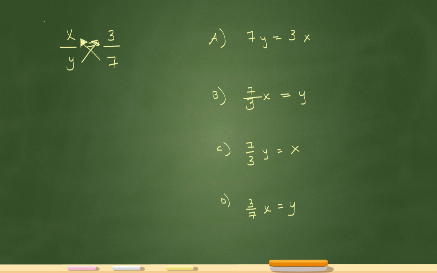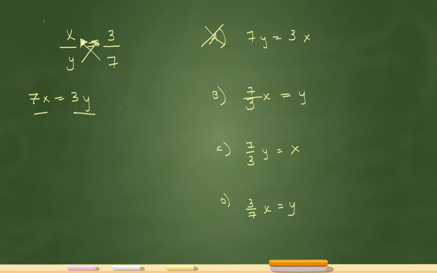I'm going to multiply the 7 by the x and y by the 3, so that'll make it 7x equals 3y. And now this is starting to look a little bit more like the answer choices, not completely, but a little more at least. See how this is 7x equals 3y? That's what I got out of it. That's completely different than A, so for that reason I'm going to cross out A.